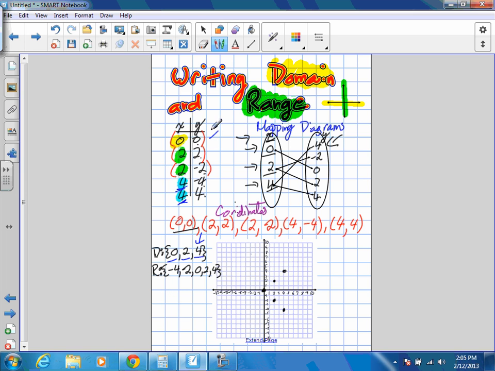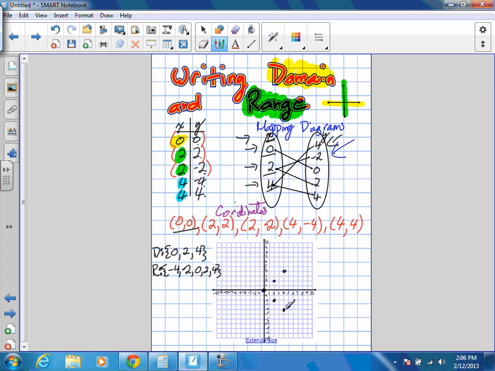While the range, we have many values not in order, so we put them in order. -4, -2, 0, 2, and 4. Those are all of the y values, which is exactly what we found from our mapping diagram. And that's what it'll look like here.